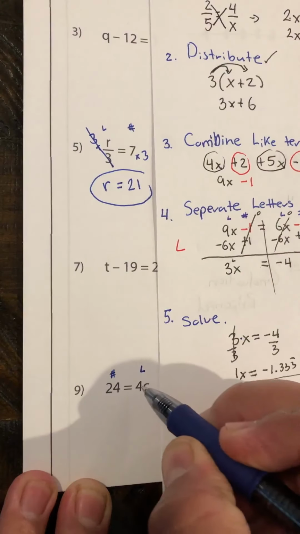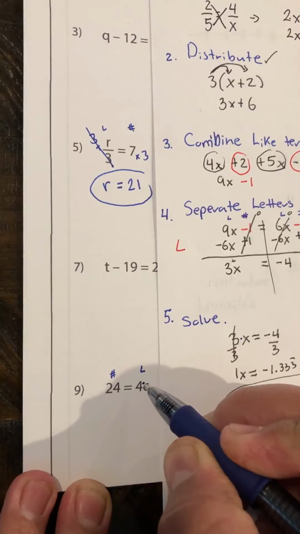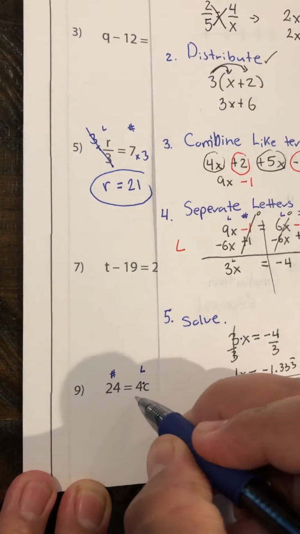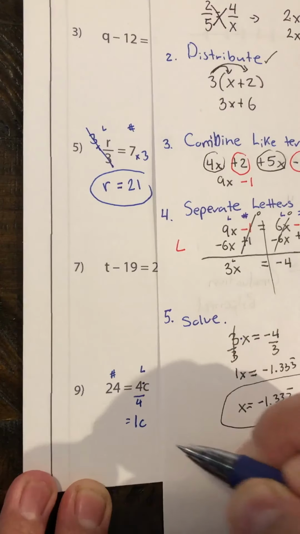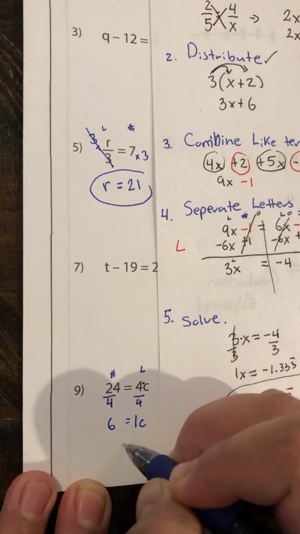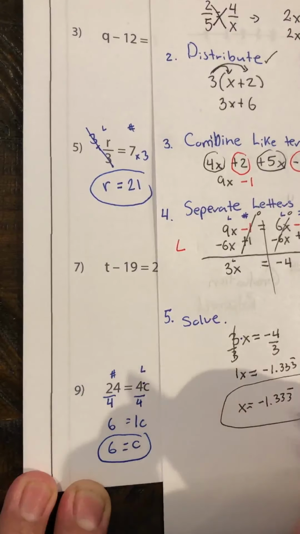So this 4 is multiplying the C because it's the coefficient. I like to put that dot right there so I can see the multiplication happening, and then I can do the opposite. So I'm going to divide by 4. 4 divided by 4, 1C. Divide this guy by 4, and here we get 6. So pretty much C equals 6 or 6 equals C.